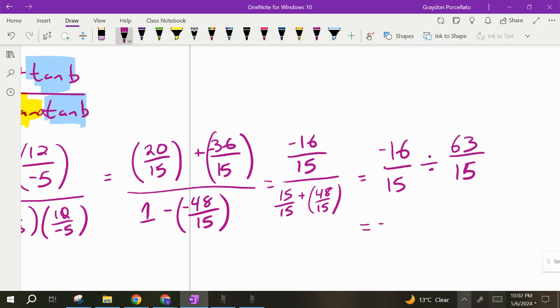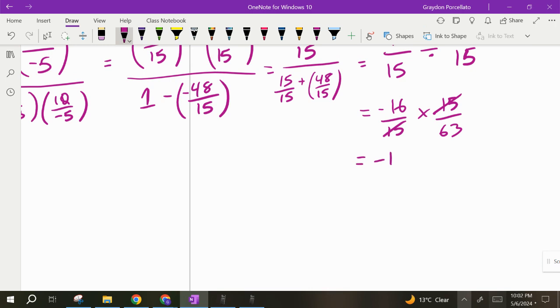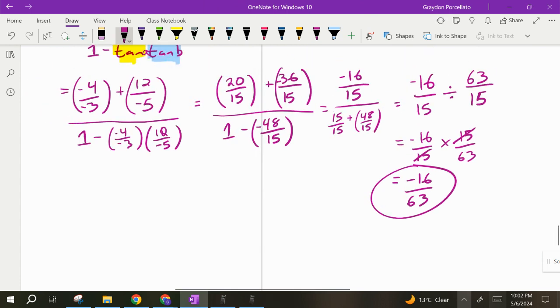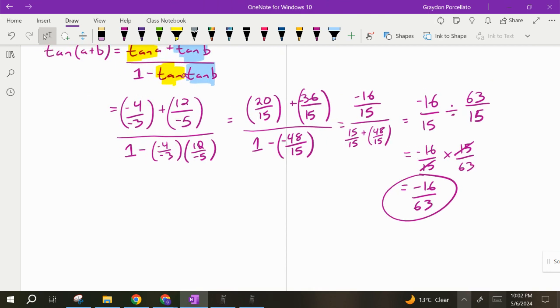And this becomes -16 over 15 times 15 over 63. These 15s actually cancel out, and so we're left with -16 over 63. And that is our final answer. I'm just double checking that I did that correctly. Yeah, looks good. So that is our final answer, and that is an exact value.